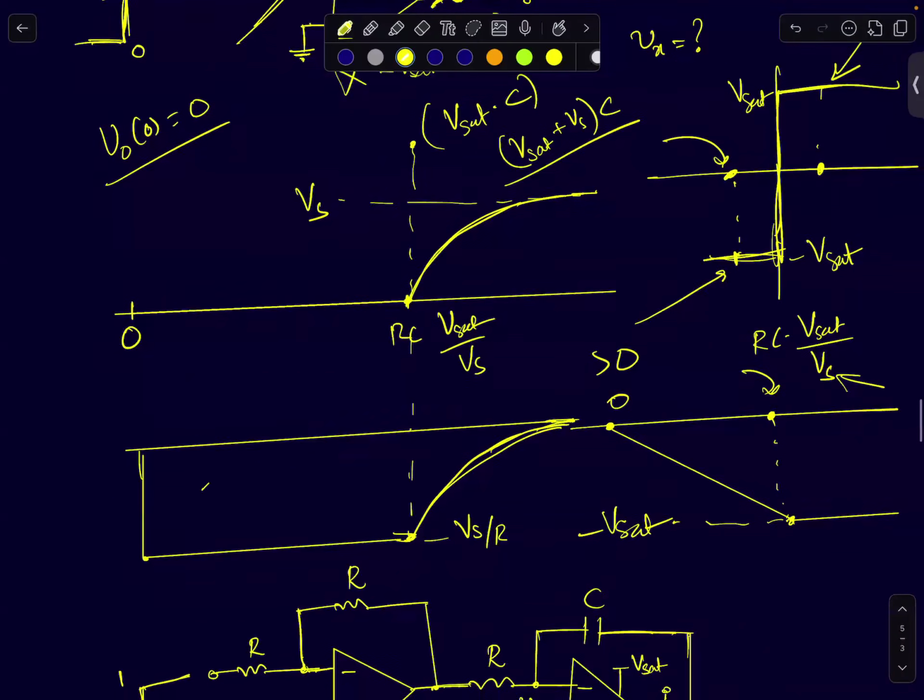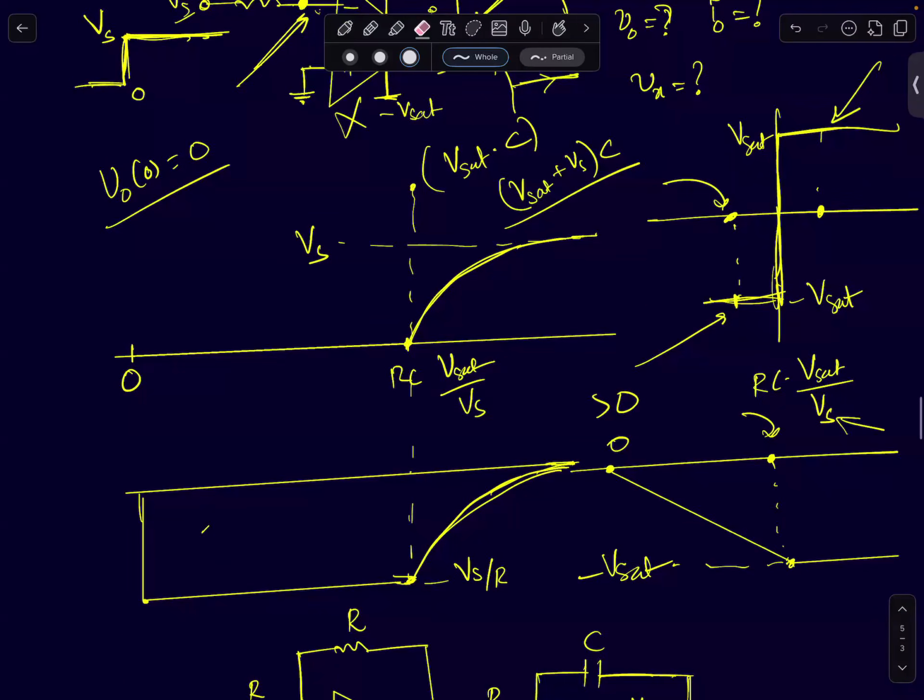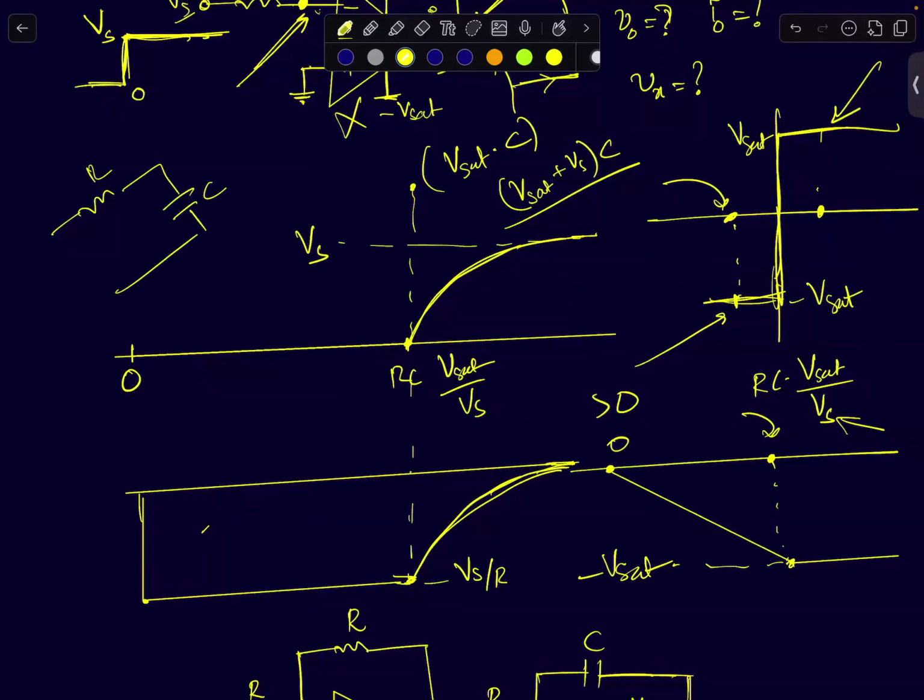Okay. The only thing you have to understand here is first order charging. If you have a resistor and a capacitor like this, and you apply a step input going from 0 to Vs, the capacitor voltage will start rising from 0 till Vs. It will rise exponentially, asymptotically.